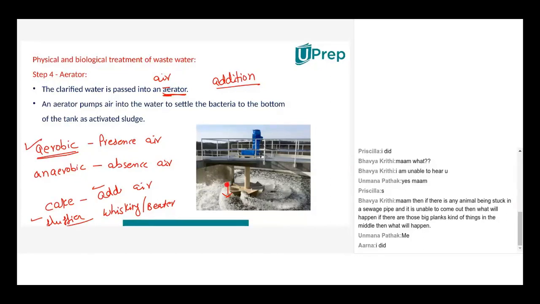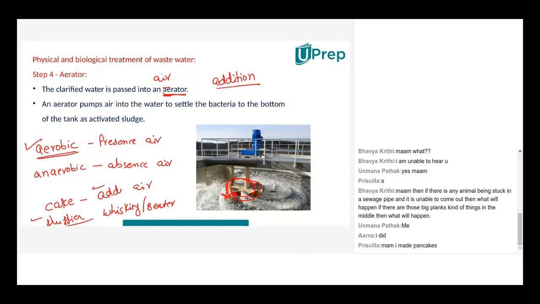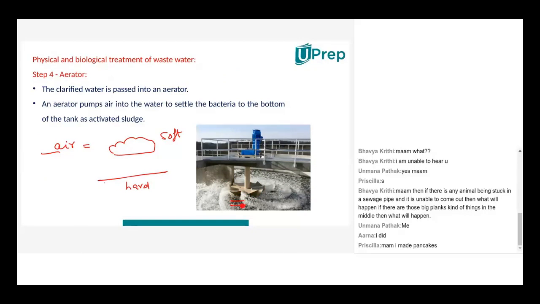Similarly, in this water also air is being added. Can you see this rotatory movement? Continuously churning. So by this, more air will get into it. Here they have added air for the bacteria to work well. Then the sludge will become activated. The bacteria is working on the sludge, breaking down the different particles. So it's like an activated sludge. It's not a lazy or a dull sludge.